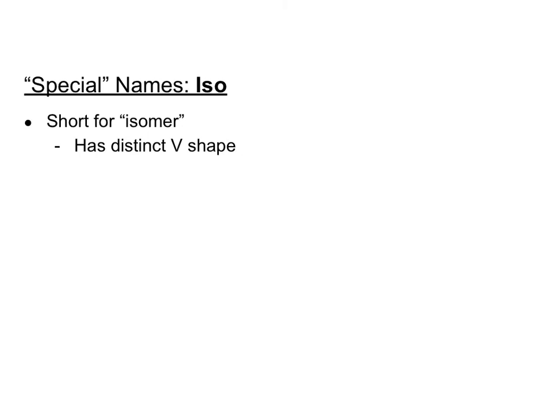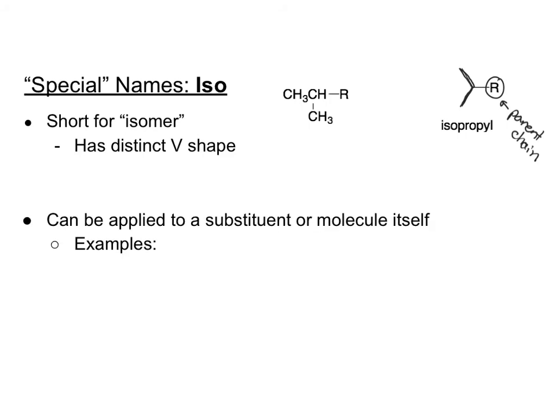So let's look at these one at a time. The first special one, and probably the most common, is the iso group. It looks like this. It's a little bit harder to see when written in condensed. It's pretty distinctive when it's written in a line bond structure. It has sort of this distinct V shape from our substituent, and this R group would most often be your parent chain, right? So that can be used as a substituent. But we can use this name as either a substituent or a whole molecule itself.